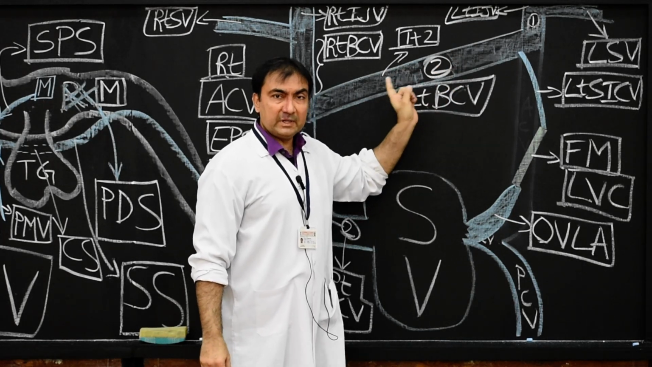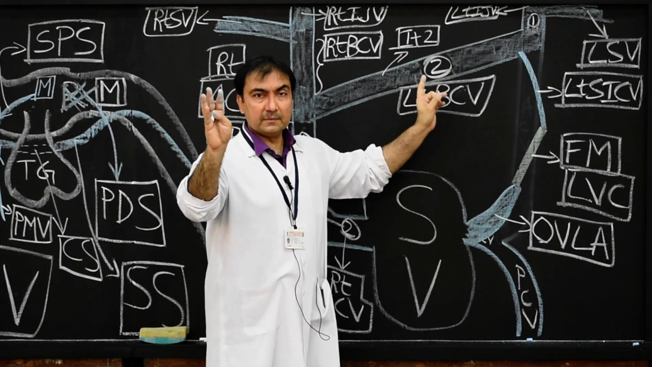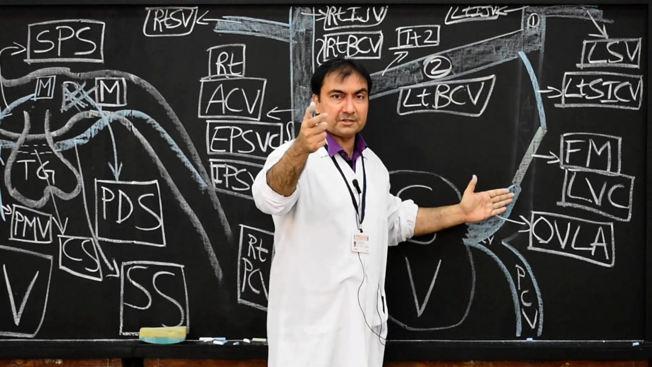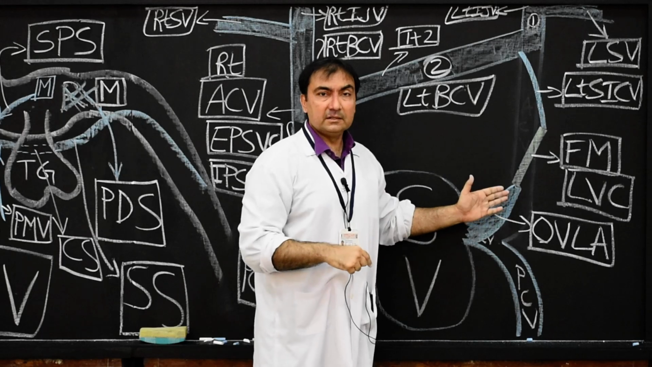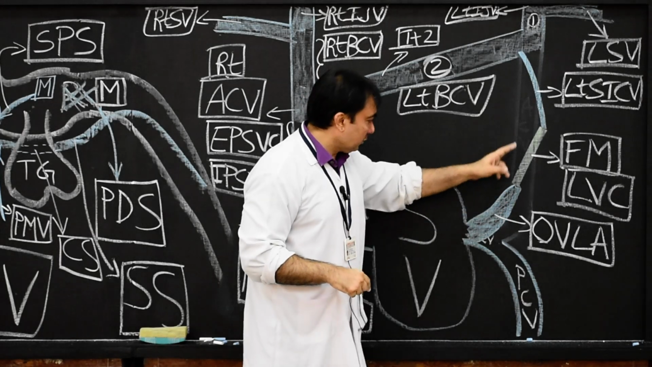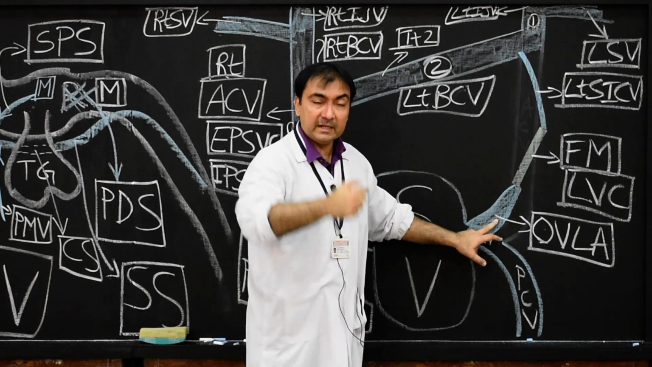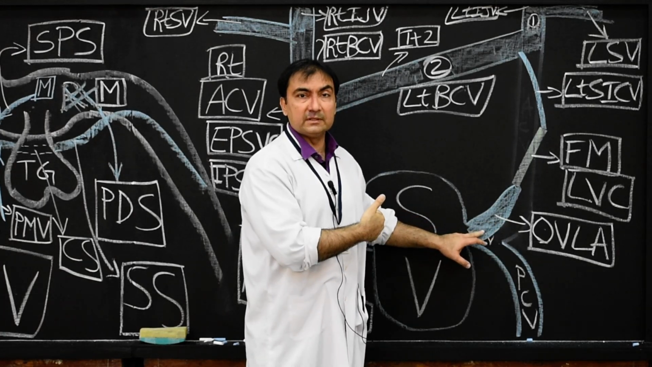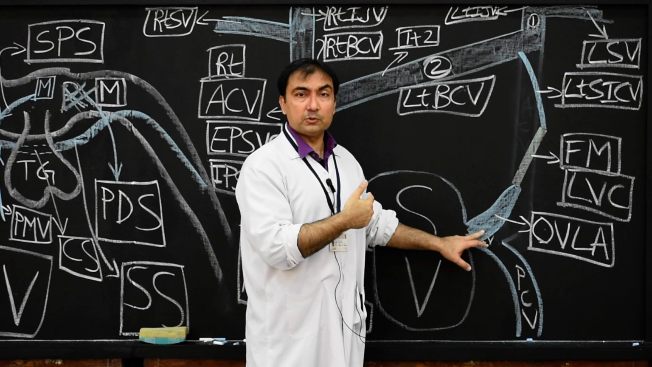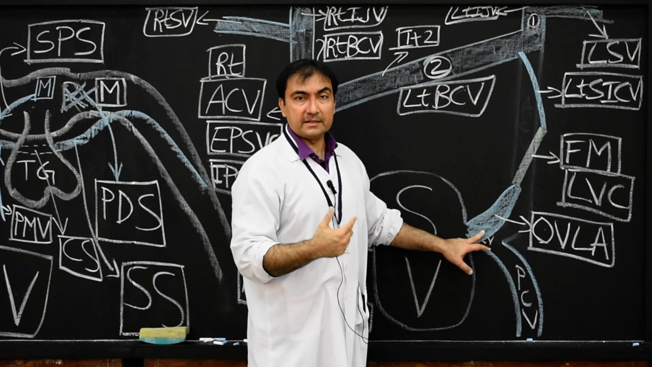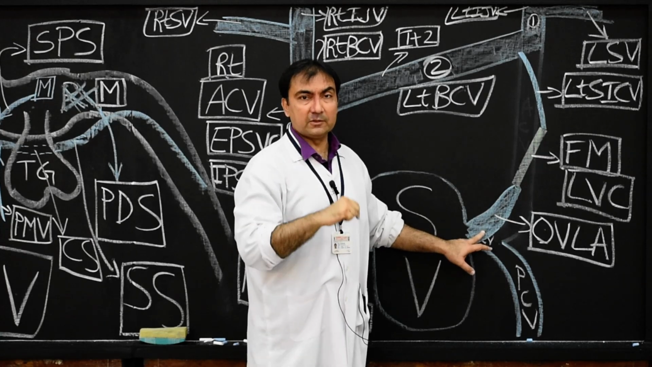This oblique anastomosis will not develop. If this does not develop, that means the left anterior cardinal vein will flourish as the left side superior vena cava, and it will also open through this oblique vein of left atrium. It will open into the right atrium also. So this is one of the anomalies.